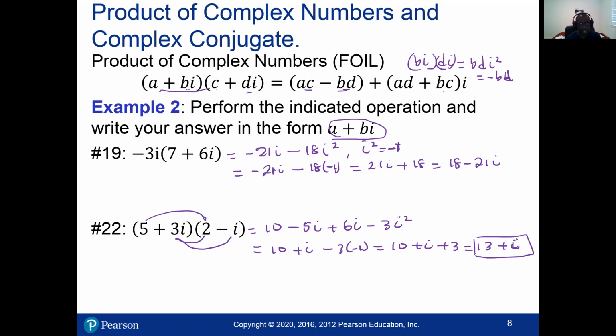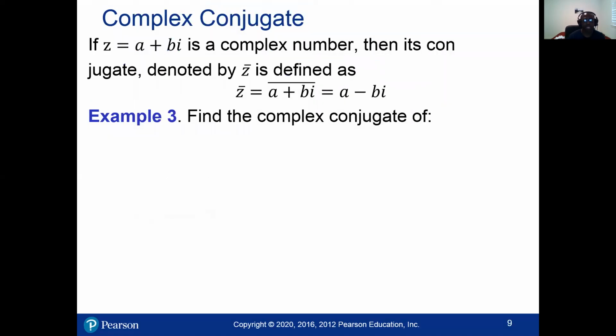Okay? All right. Now, let's go to the conjugate. So we just talked about multiplying complex numbers, right? Now, let's talk about the conjugate, because sometimes we multiply a complex number by its conjugate. What do we mean by that?